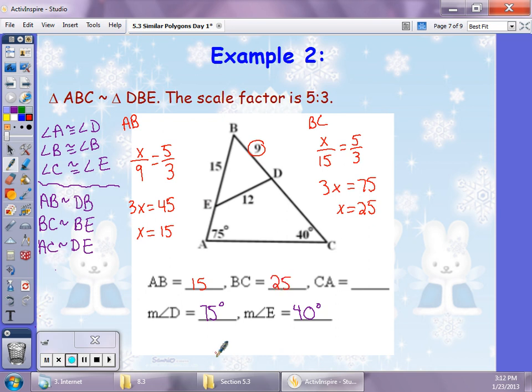And lastly, if we look at CA, we know that CA is similar to ED. And if we look at ED, we can see that ED is 12. So x over 12 equals the scale factor of 5 over 3. So 3x is going to equal 60. And therefore, CA equals 20.